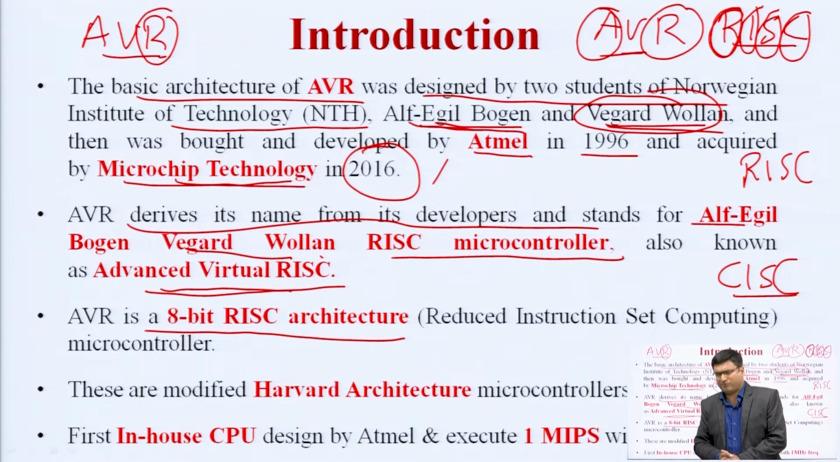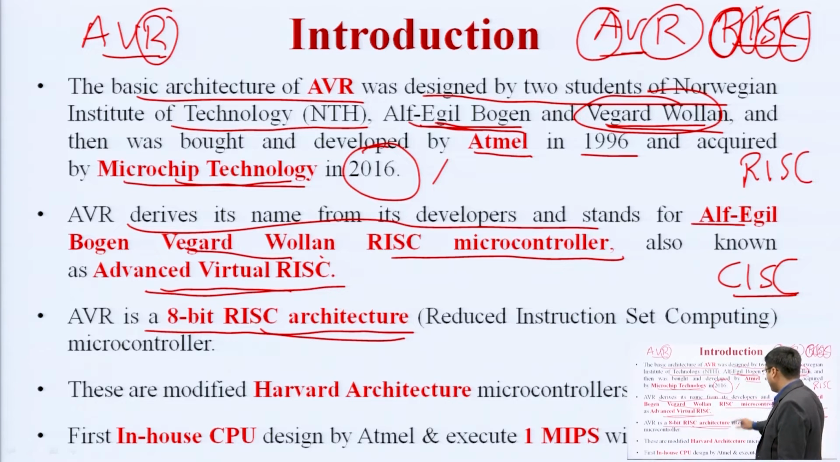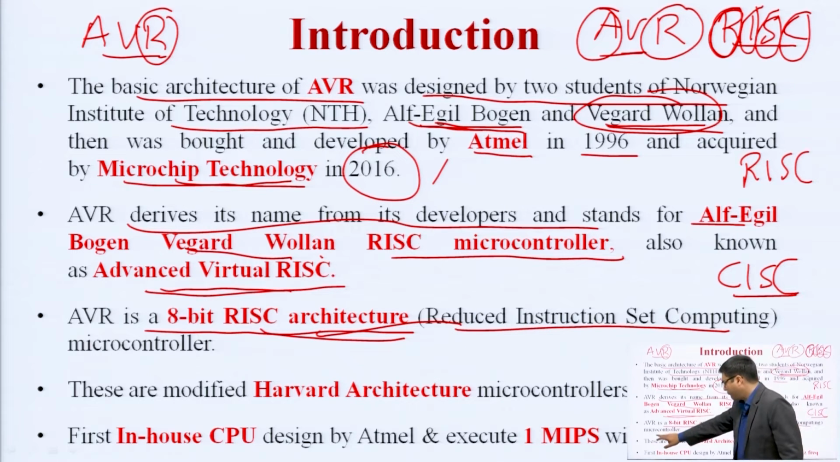So, in our previous lecture we have seen that there are other microcontrollers available like 8051, which was an 8-bit microcontroller. After that we have seen about the other microcontrollers. So, one microcontroller may be 8-bit, someone may be 16-bit. So, AVR is basically an 8-bit RISC architecture. RISC means reduced instruction set computing microcontroller.